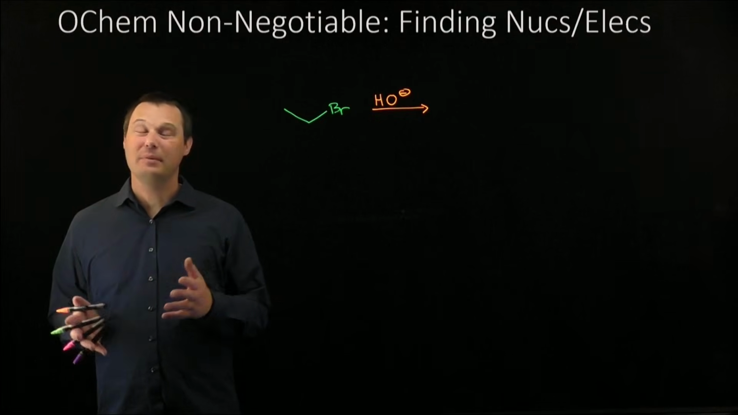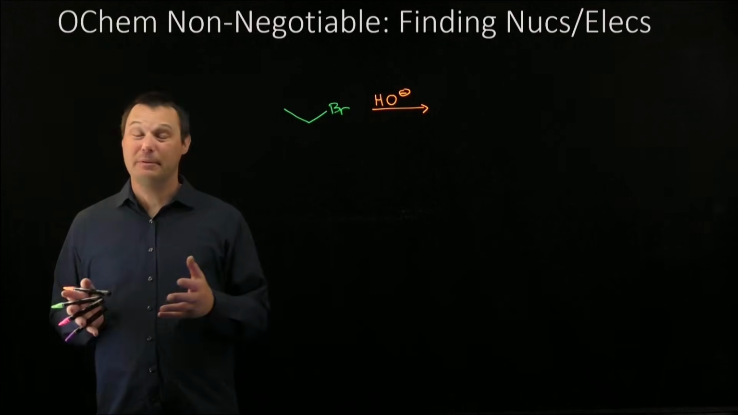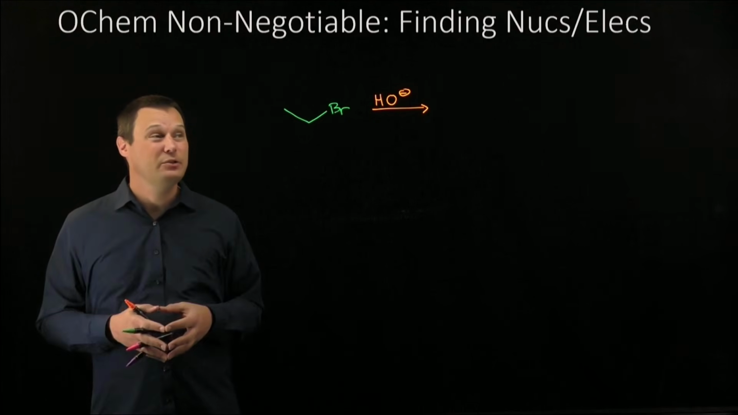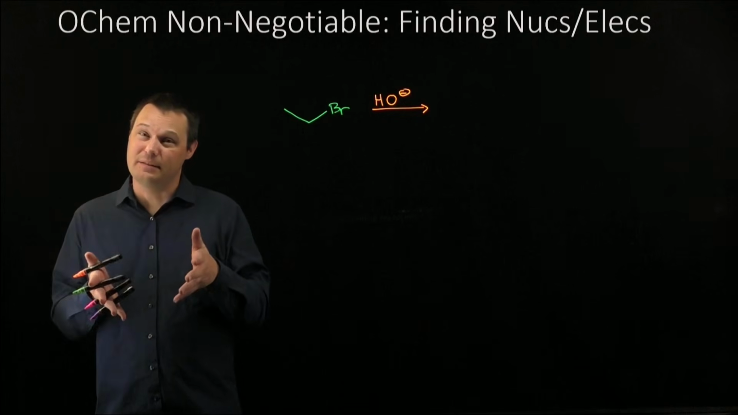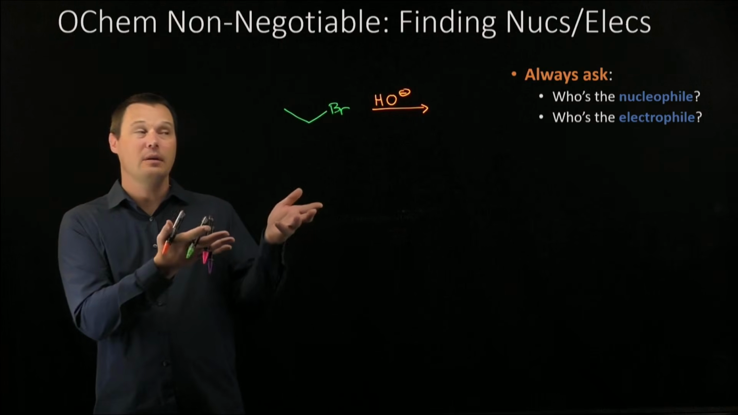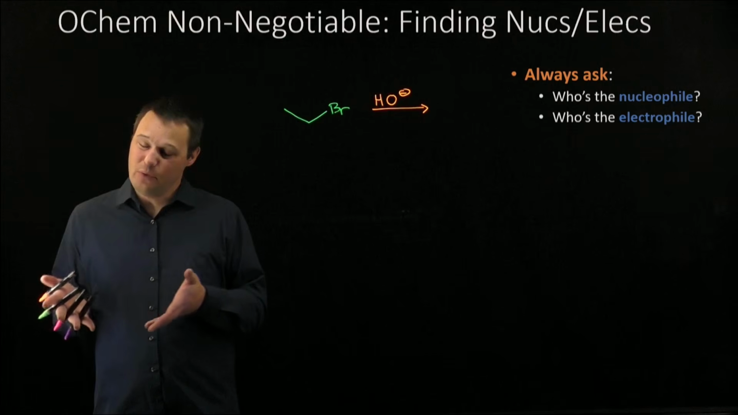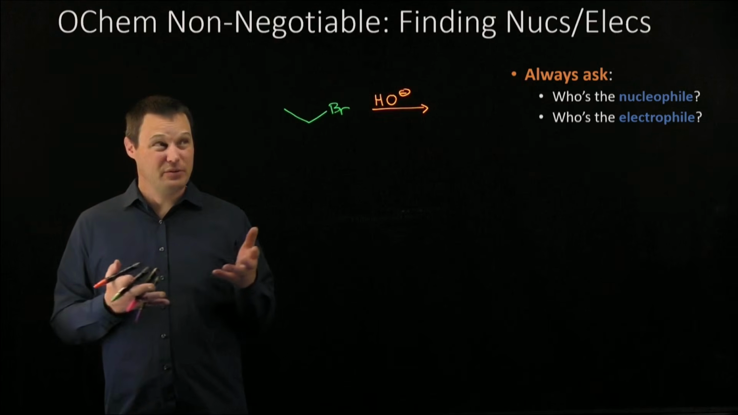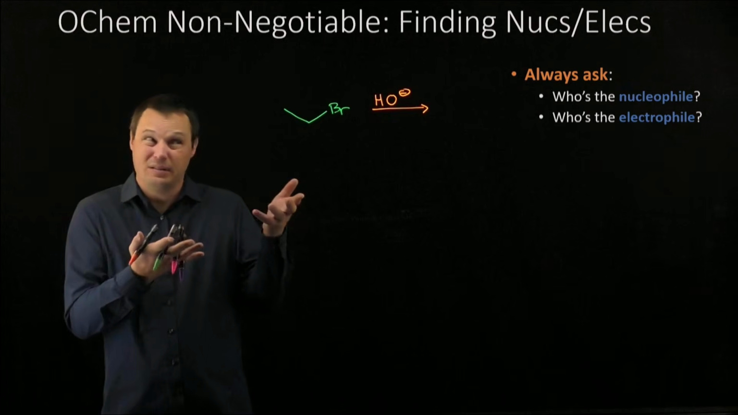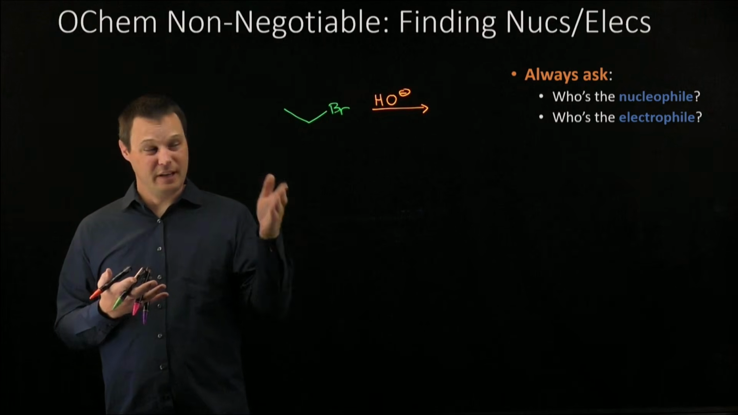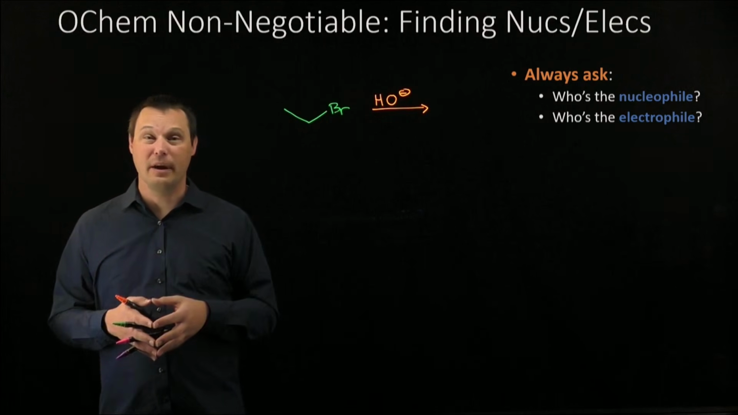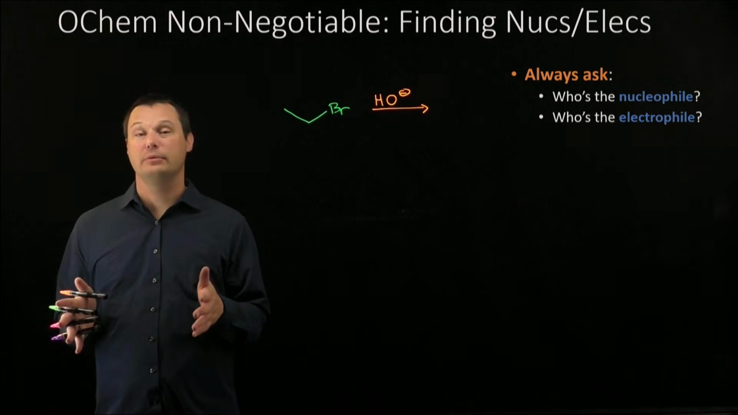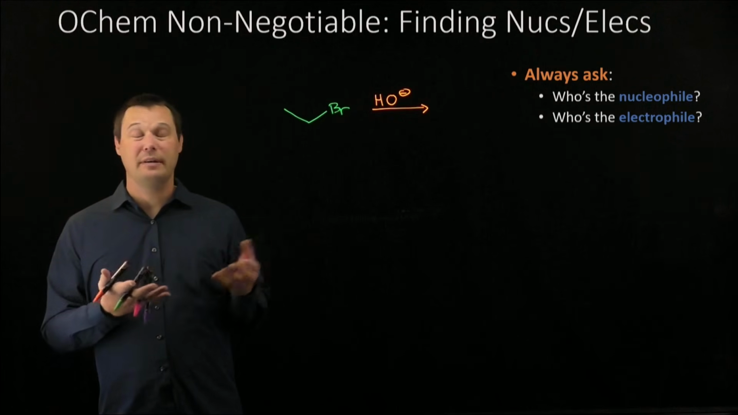Hey there, ninjas. Before you draw a curved arrow, before you predict a single product, before you even think about a memorized reaction, you should always ask this: who is the nucleophile and who is the electrophile? Because if you answer those questions correctly, the mechanism becomes much easier. And if you answer them incorrectly, it almost doesn't matter what reaction you're doing, because everything that follows will likely be incorrect. There aren't many skills in organic chemistry that I consider non-negotiable, but finding nucleophiles and electrophiles is definitely one of them.